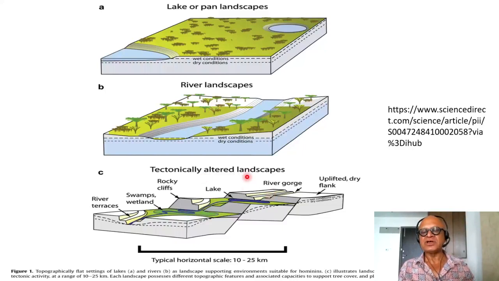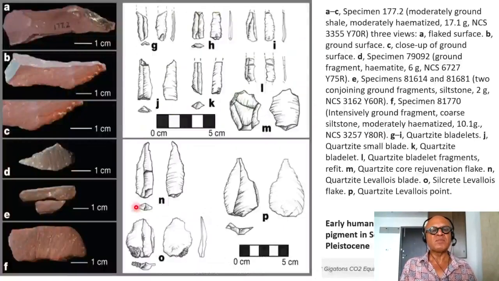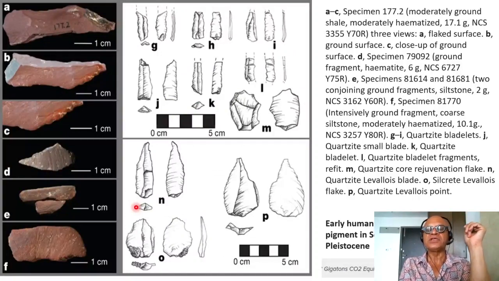Tectonically altered landscapes include uplifted dry flank, again groundwater levels showing wet and dry conditions. River gorges are formed, filled or emptied. Lakes can get formed by exposing water levels during wet periods. Rocky cliffs can get formed, creating different refugia and habitats, vegetation changes of course, swamplands which can offer different kind of resources, and river terraces as well. So kind of a broad idea of how landscapes, hydrology and vegetation and climate interacted and how humans may have been affected by these.